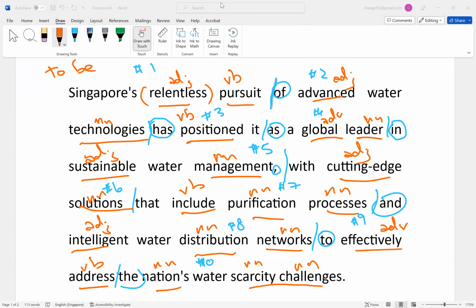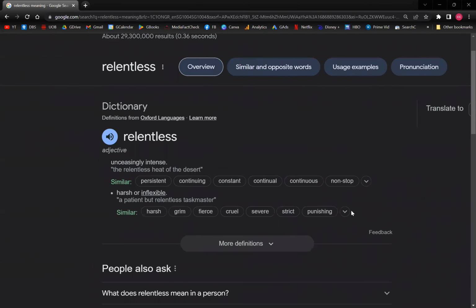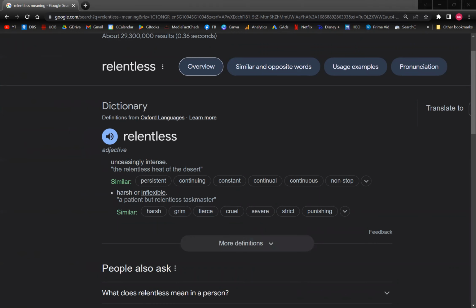relentless meaning. Oh, wait, sorry, I just realized I'm not screen sharing that. There we go, right? Definitions from Oxford Dictionary. Unceasingly intense. Can be harsh or inflexible. Obviously, in this context, because we are using the word relentlessly, or rather relentless, in the context of pursuit. So what we are actually interested in is this word. Okay, unceasingly. All right, and then the next step, what you got to do is look up the thesaurus.